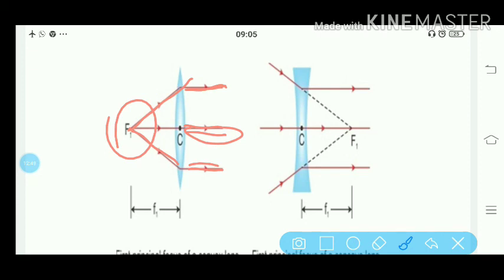For a concave lens, the first focal point is a point f1 on the principal axis, such that the incident ray of light appearing to meet at it after refraction from the lens becomes parallel to the principal axis. So they are appearing to meet from it. This is our first focus.